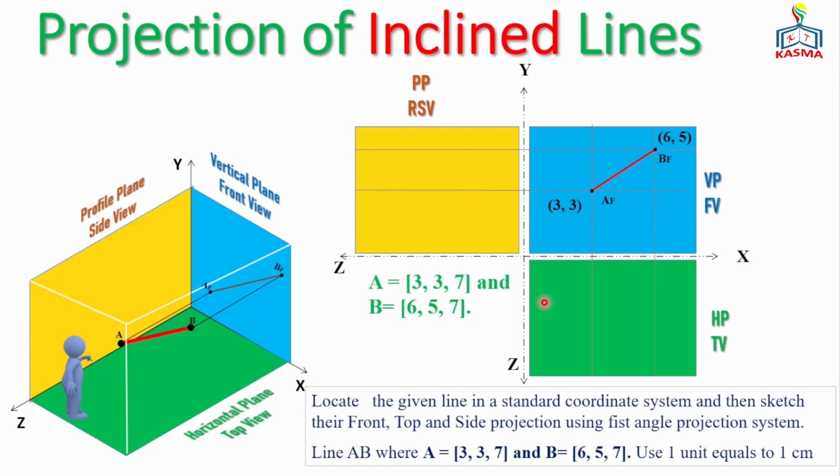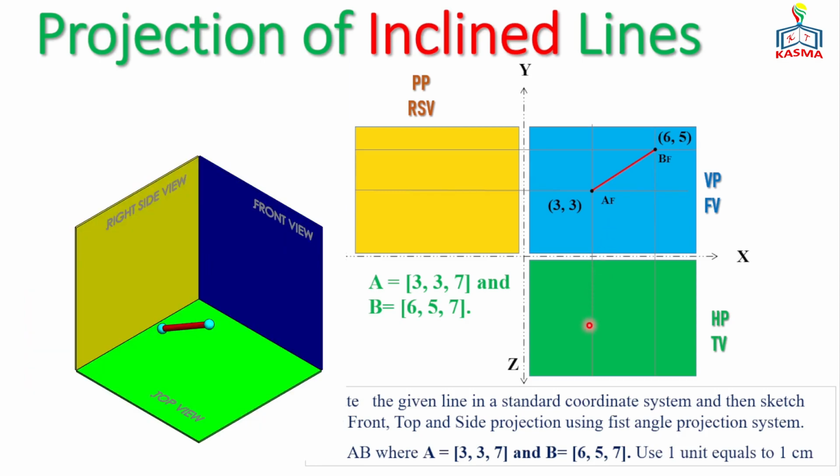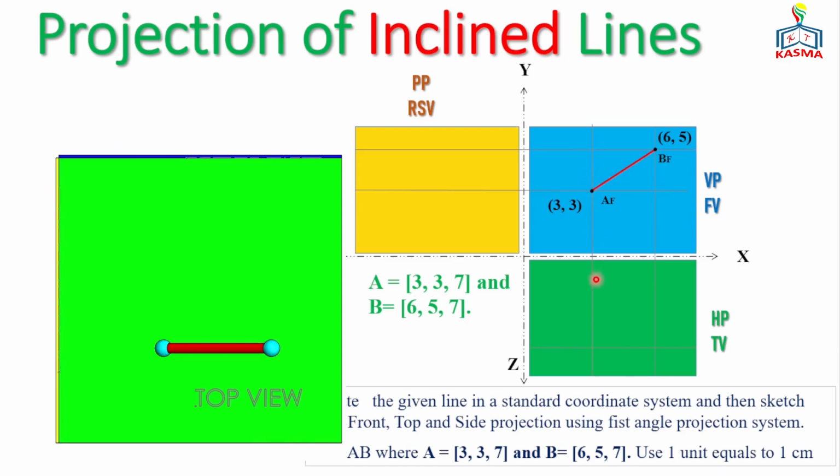And then the other one, the top view, will be constructed with the help of X and Z. That means the coordinate point of A in the X is 3 and in the Z is 7. That means 3 is normal, it's aligned on this vertical line. And then 7 means if you measure from here to here with 7 centimeters, you will get the exact location of point A on the top view. So that is AT.